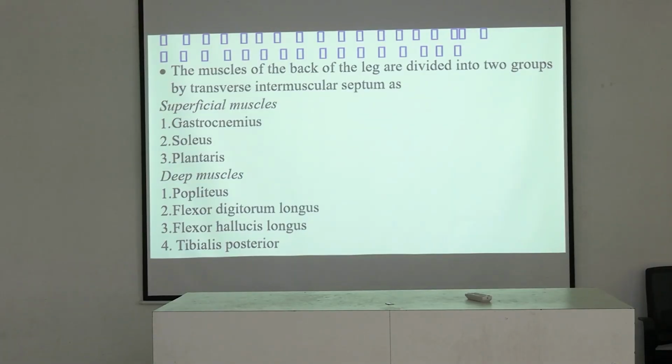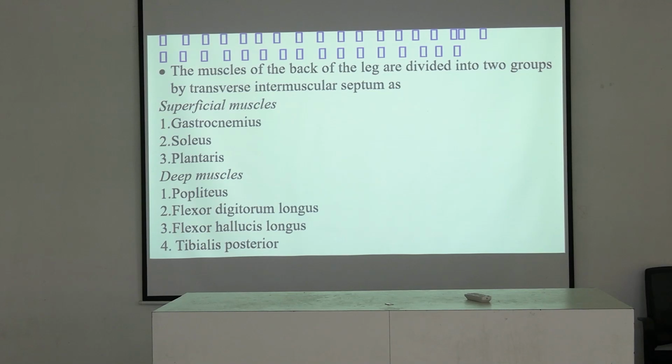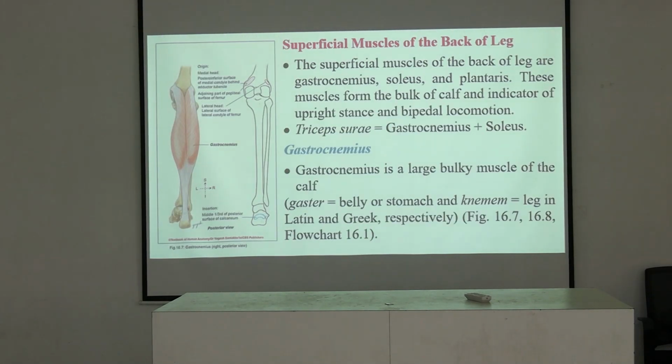And we have seen gastrocnemius, we have seen soleus, we have seen plantaris. Here you can see the plantaris muscle, you can see the popliteus muscle, we have dissected nicely. We have seen flexor digitorum longus, flexor hallucis longus and tibialis posterior. Now this is the picture of the gastrocnemius. You can see there are two heads. Okay. So this is the gastrocnemius muscle.